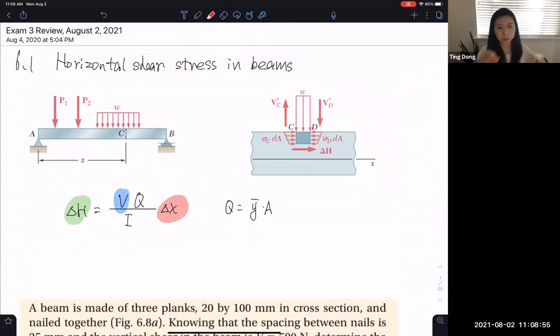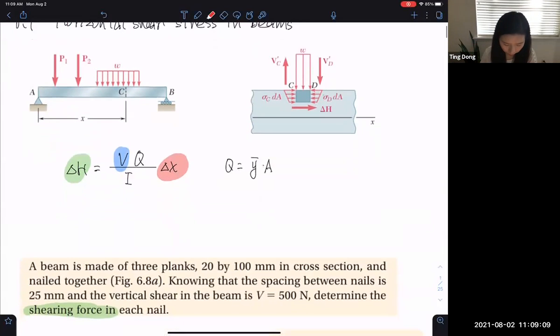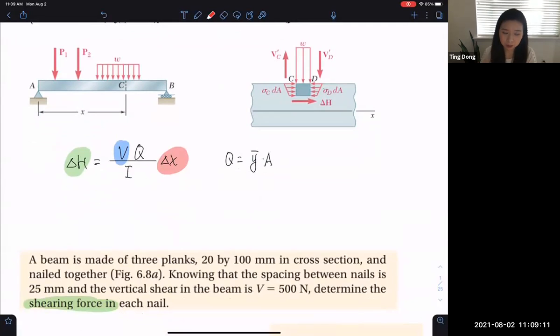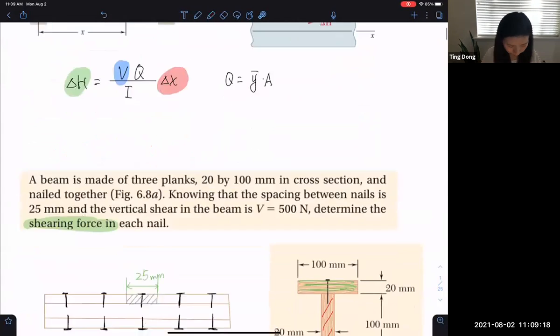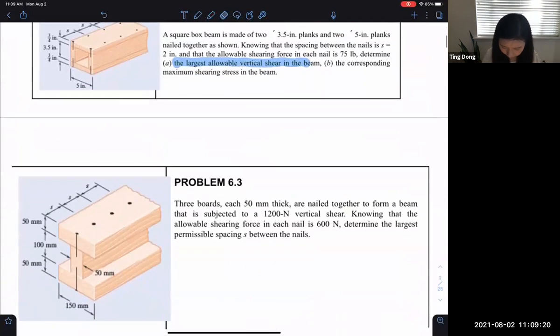So let's say we put nails along the beam and we ask, okay, what is the largest spacing we can use so that the structure will not fail. So it basically means all the rest are given, how to calculate delta x. So for this one, we have: determine the largest permissible spacing S. S is delta x in the equation.